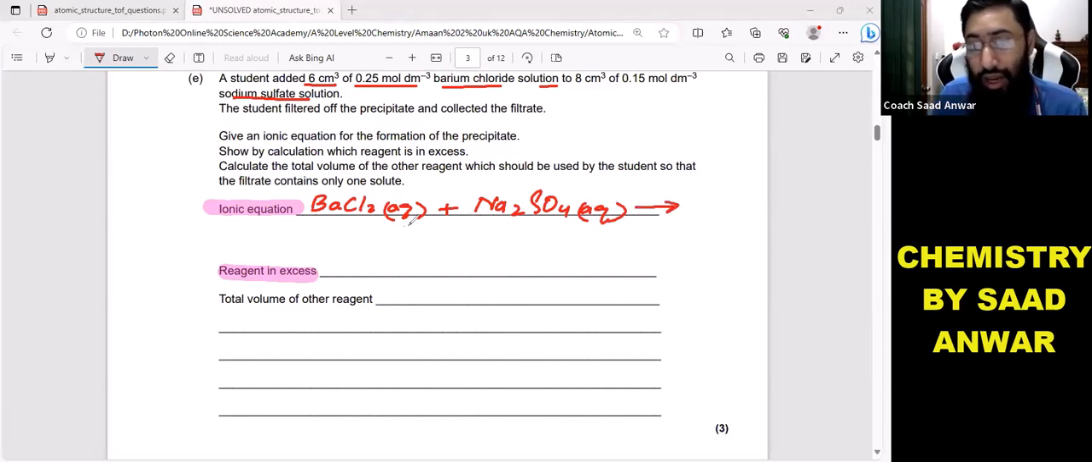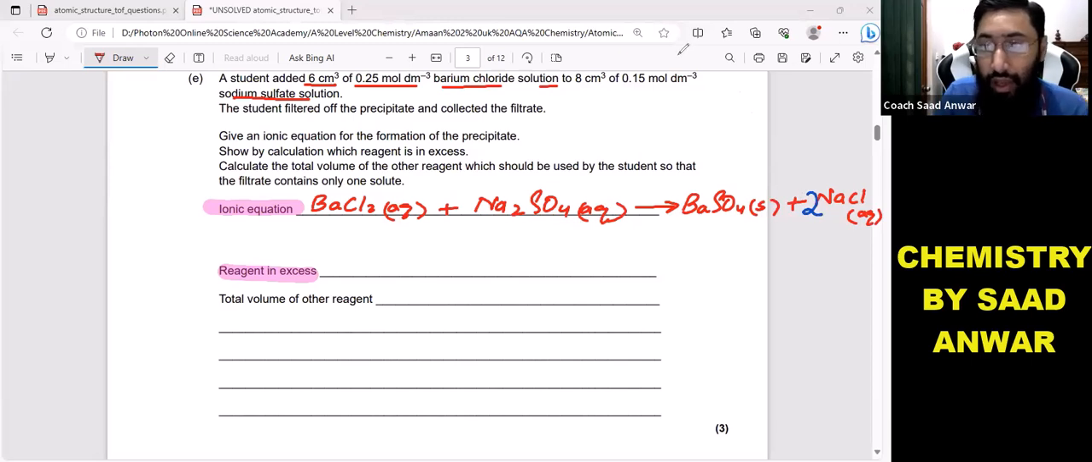When barium chloride reacts with sodium sulfate, we get barium sulfate, and remember, its state is solid. And we get sodium chloride, its state is aqueous. Then we have to balance this. Gonna put 2 here. And yes, this is balanced.